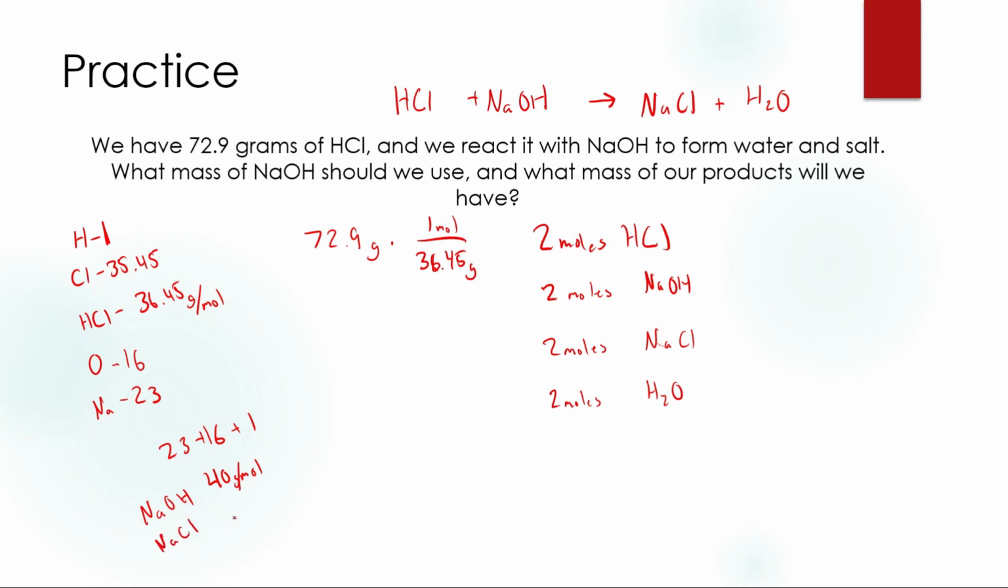NaCl is going to be 23 plus chlorine's 35.45, which is about 58.45 grams per mole. And then H2O, we can do the math for it, but it's just 18. And that's one that I've worked with often enough that you can memorize. So now we have to multiply each of these by 2.